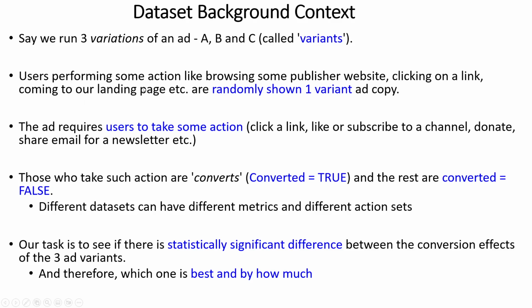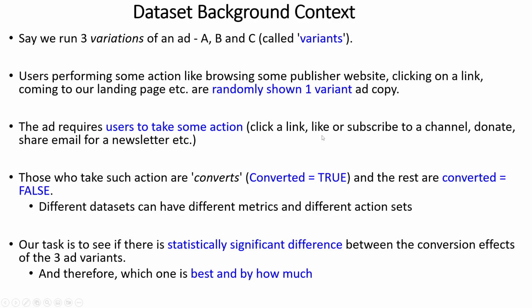Now, users perform some action. Users are browsing some publisher site, say, Times of India, or clicking on a link or coming to a landing page. These users are randomly shown one variant ad copy. So roughly 1/3 randomly would see A, another 1/3 of users would see B, and another 1/3 would see the variant C.